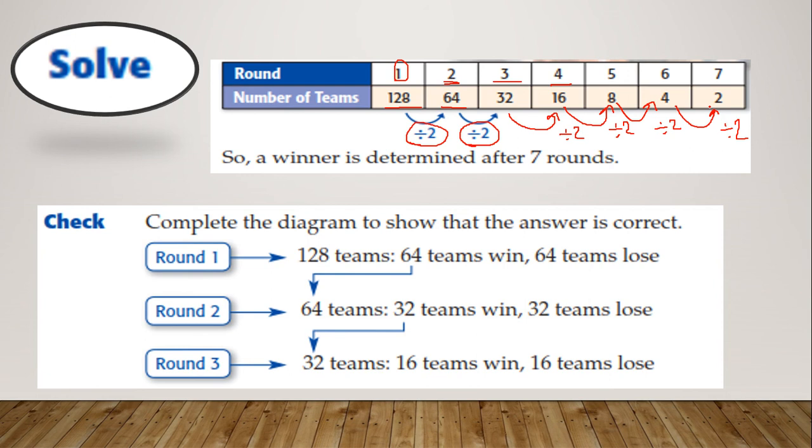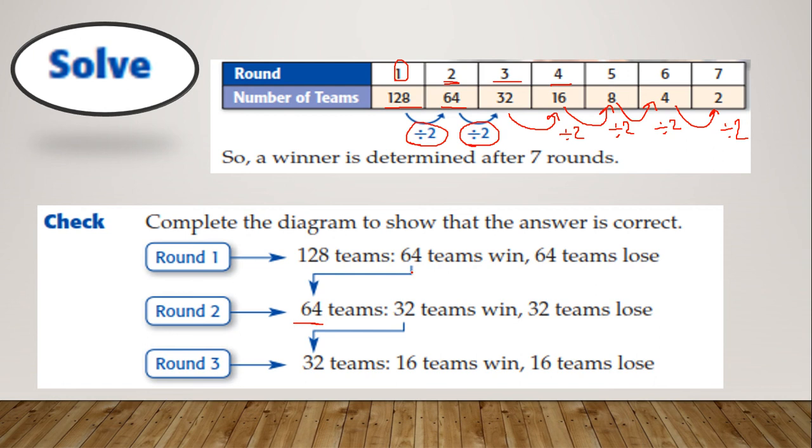Okay, now if we want to check whether our answer is correct or not, we will do this step. We will complete the diagram to show whether the answer is correct. Okay, the first round we start with 128 teams. We have 64 teams win, 64 teams lose. That means we divide it into 2 equal numbers. The half win and the other half lose. Okay, in the second round we have 64.